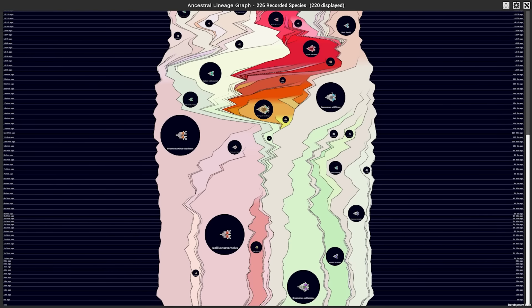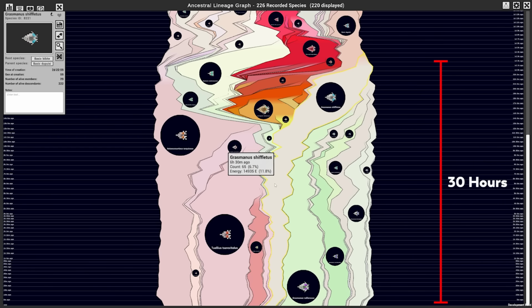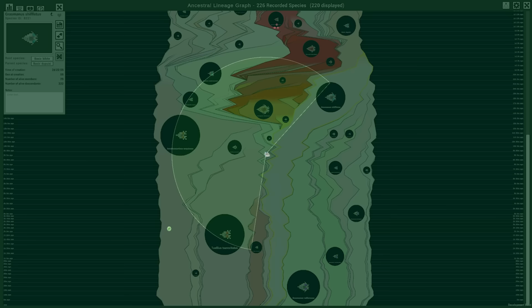The Grassmanus lineage is still the master of the sparser regions, and surprisingly, the first species of the lineage, Schiffeltus, is still around after close to 30 hours, although it's slowly being outcompeted by its descendants. Things move a lot more slowly in those regions.